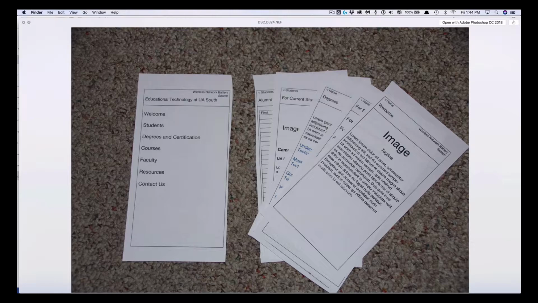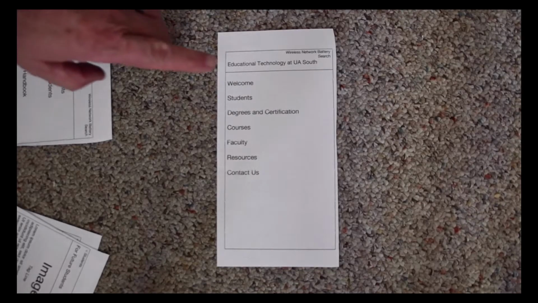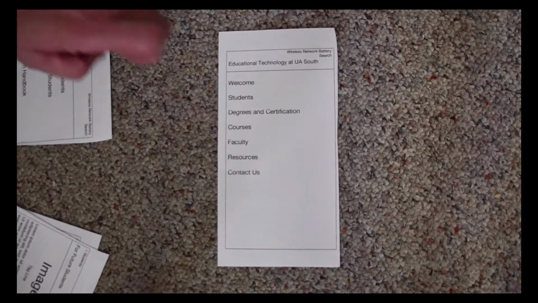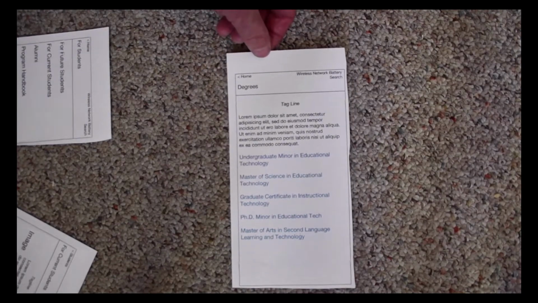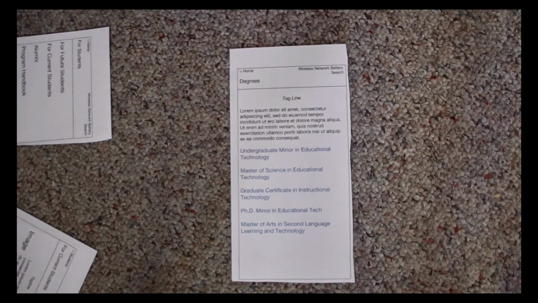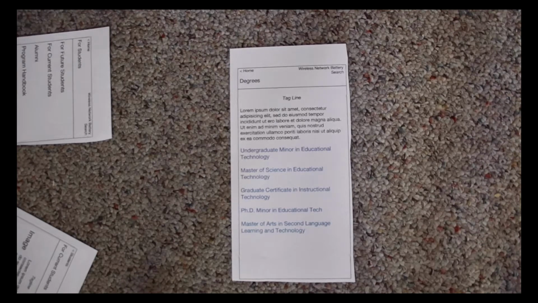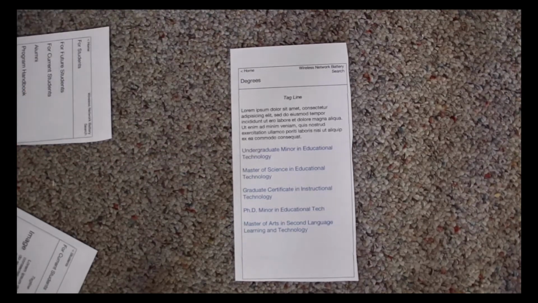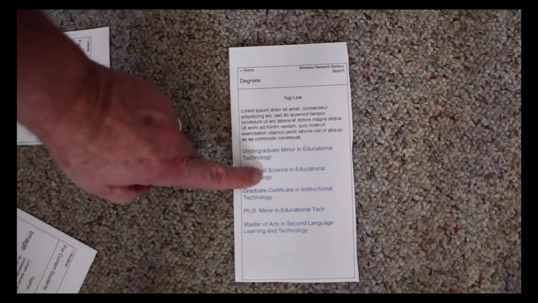So I've asked my user to look for a degree. They look at the start screen and decide on degrees and certification. So I'll take that screen and find the appropriate replacement. Now, when first given this screen, the user initially went and did the undergraduate minor, but then realized they wanted the Master's of Science in Ed Tech.